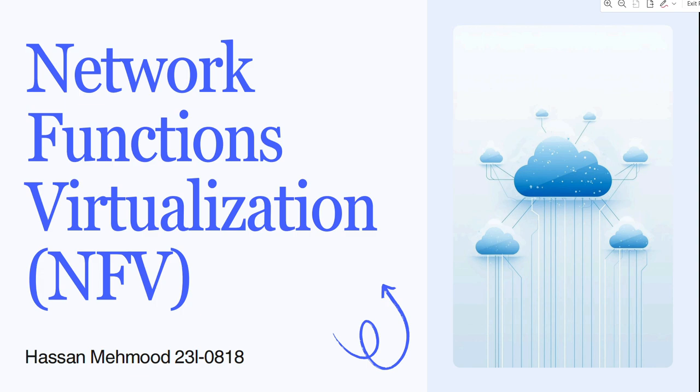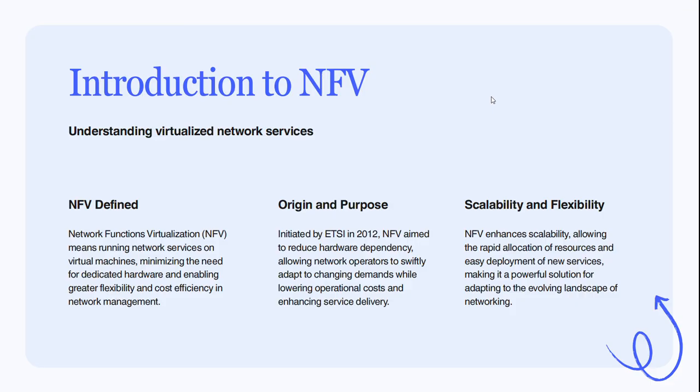Network Function Virtualization, also known as NFV, is a modern networking approach where traditional hardware devices like routers, firewalls, and load balancers are replaced with software versions that run on virtual machines. It was first introduced by ETSI around 2012 to help operators deploy, scale, and manage network services more efficiently. Instead of relying on physical appliances, NFV moves network functions into software, which gives more flexibility and reduces cost.